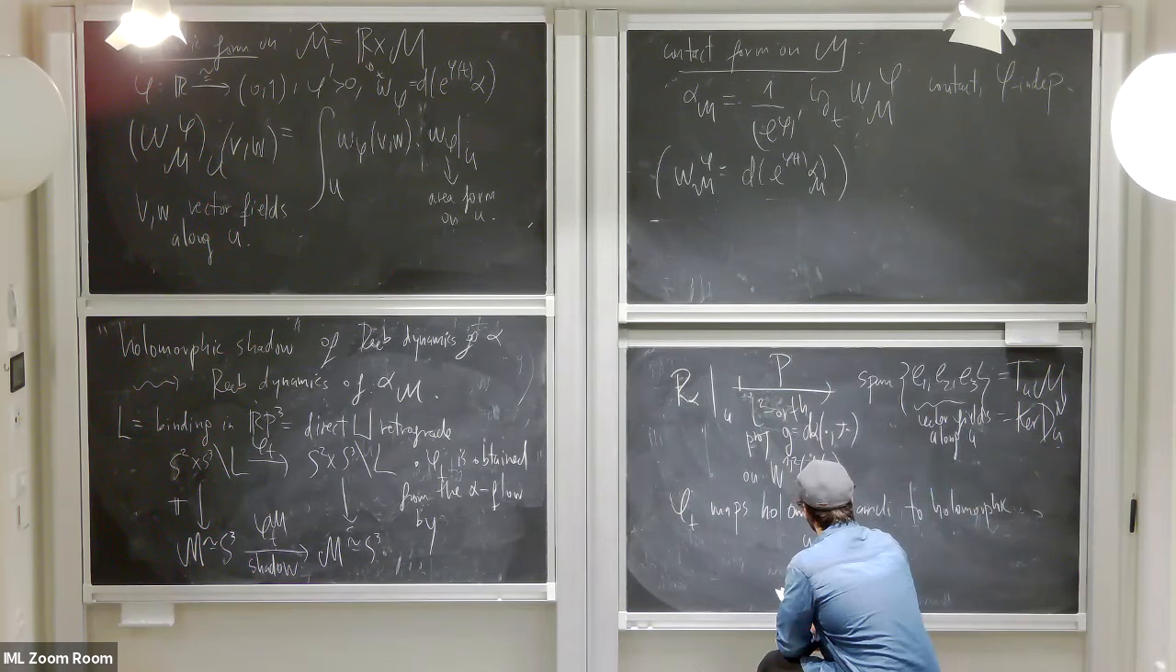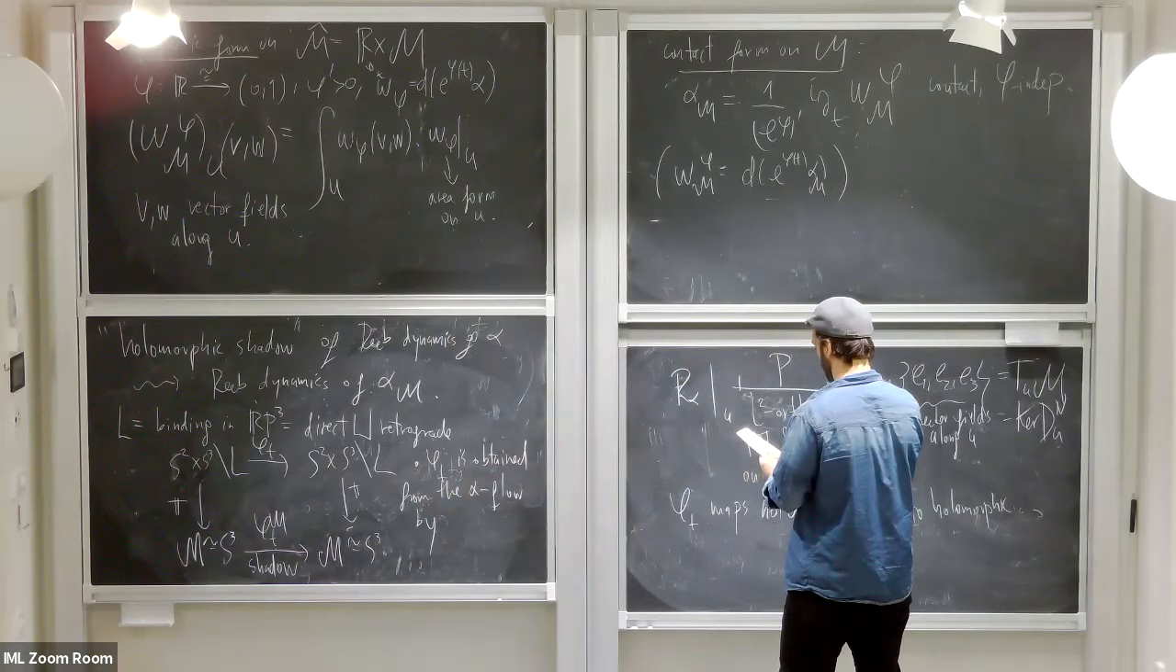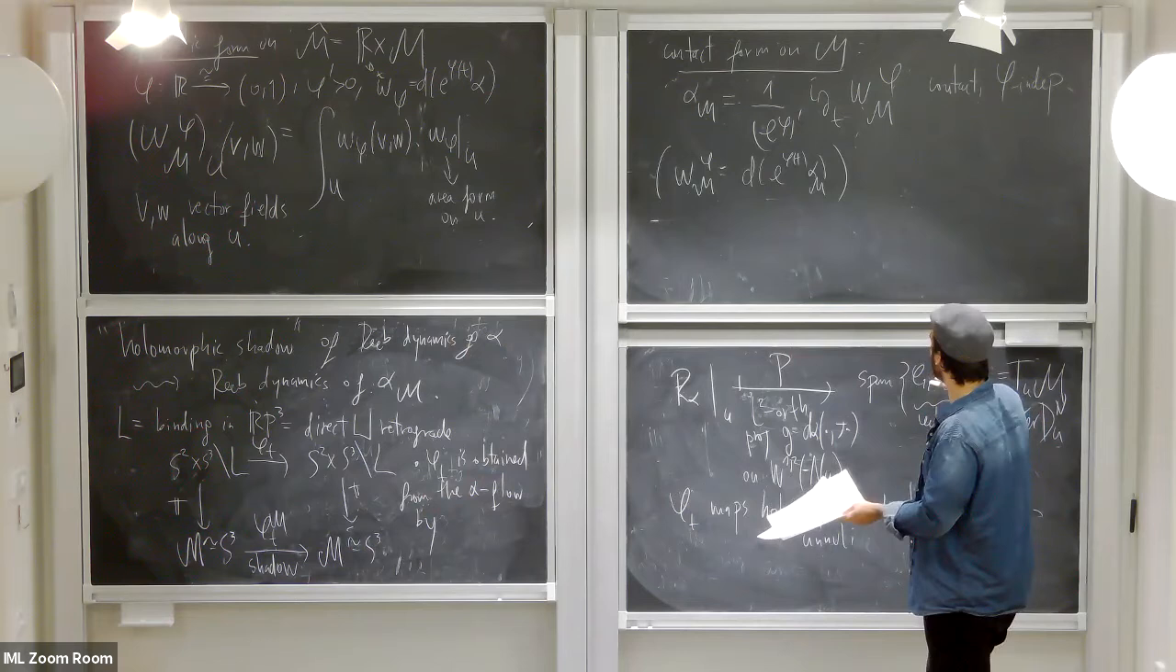So in particular, it gives me this semi-conjugation here. So if I project down to the leaf space, I can see it as a flow on the quotient. So, I mean, the bad thing about this construction is that it alters the dynamical system. So you need to project it down.